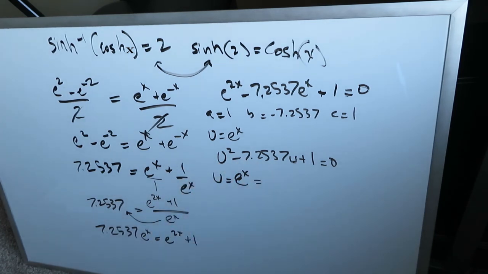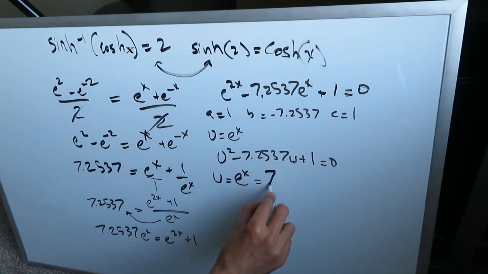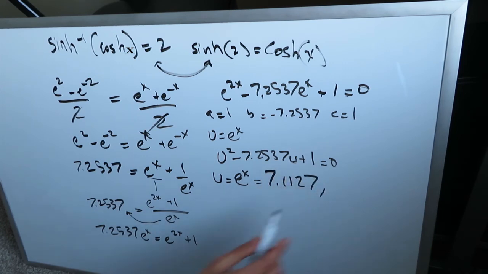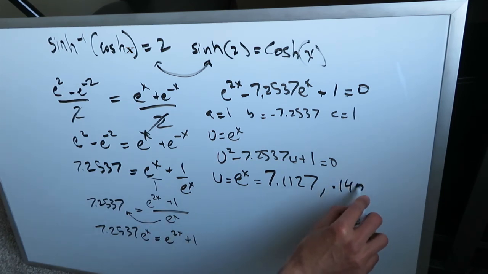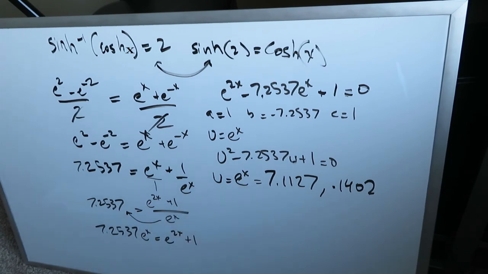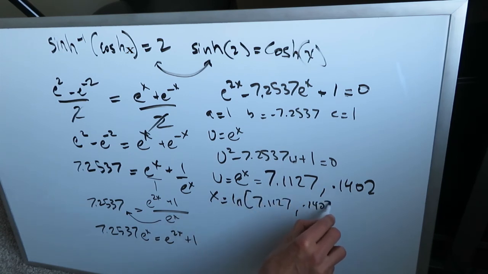When you plug this into the quadratic formula, you get 2 numbers. The 2 numbers that you get are, remember, the more decimal places you use, the more accurate your final answer, but I have a limit here to the number of decimal places I'll use. And I'll get a 0.1402. E to the x is equal to both of these, so x will equal the natural log of both of these numbers, 7.1127 and 0.1402. Now, a very simple matter of doing calculator. You get 2 answers. Let's do these individual natural logs, present 2 answers.